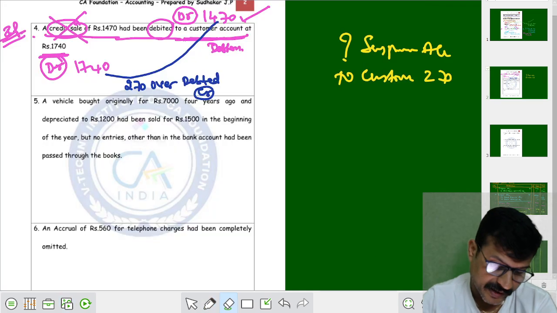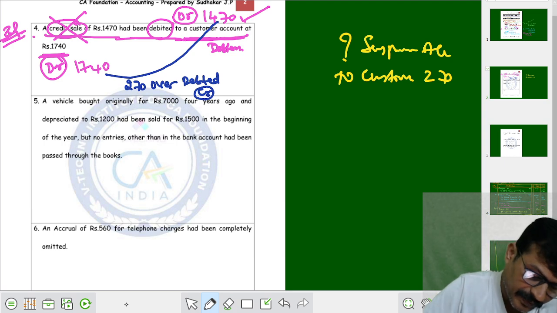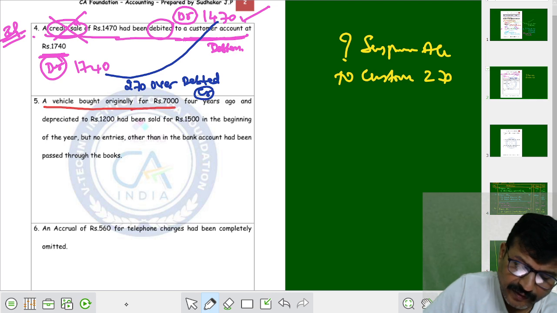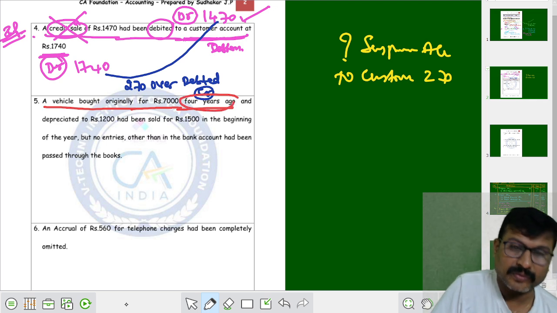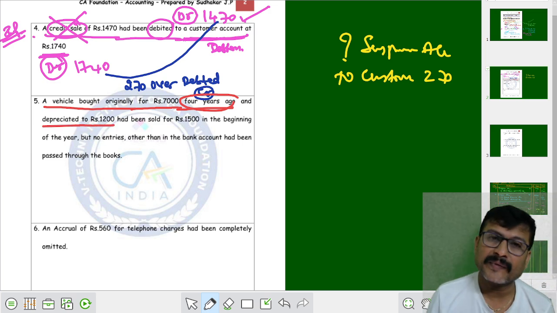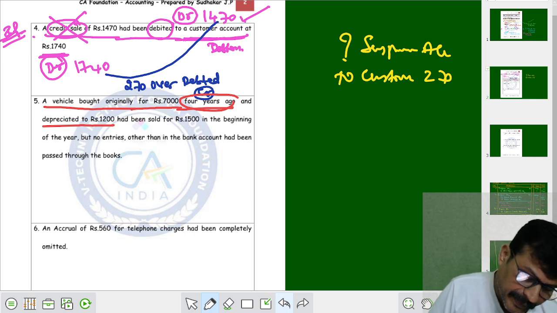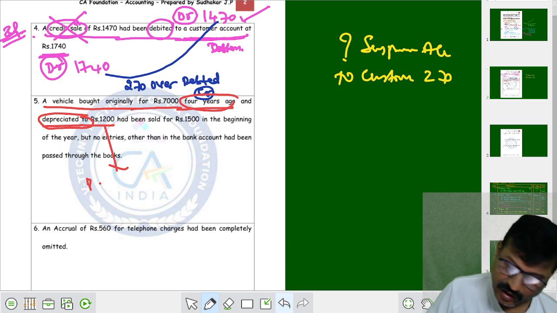Shall we move on to the next transaction, my dear students? See carefully what happened in this particular transaction. A vehicle bought originally for 7,000, 4 years ago, not right now, depreciated to 1,200. What do you mean by depreciated? It is not depreciated by, my dear student, it is depreciated to. Depreciated to means it is nothing but the book value, also called WDV value.